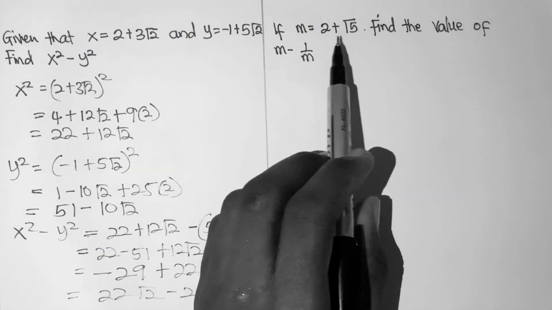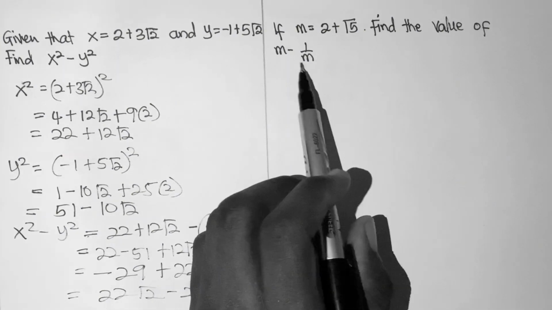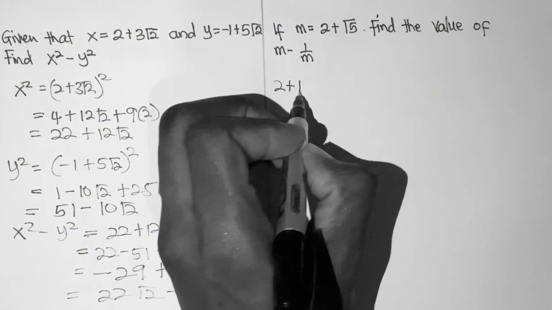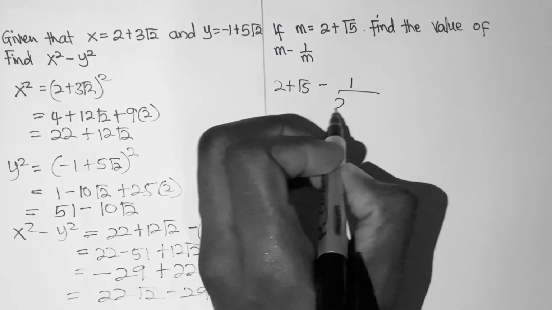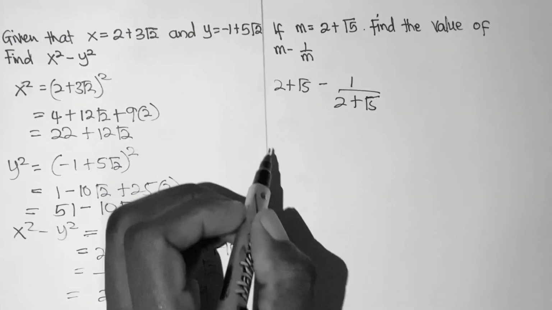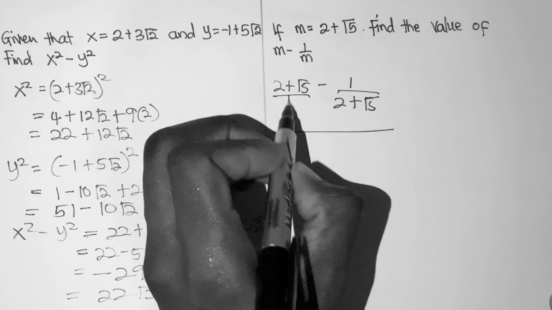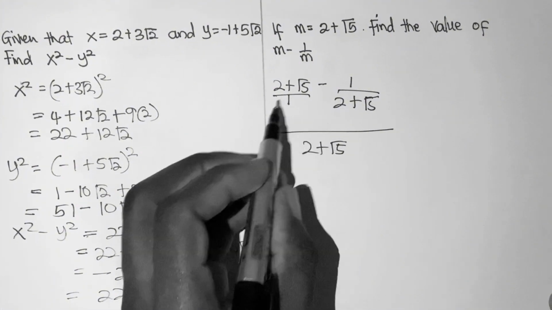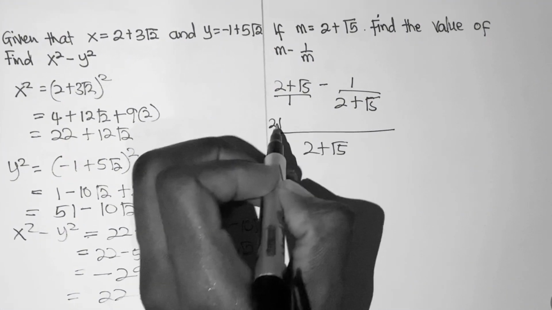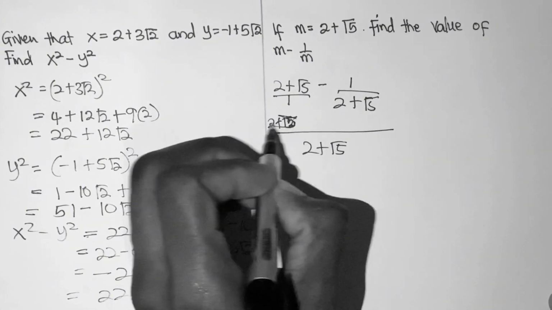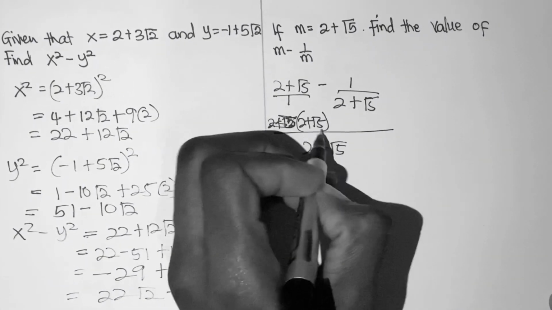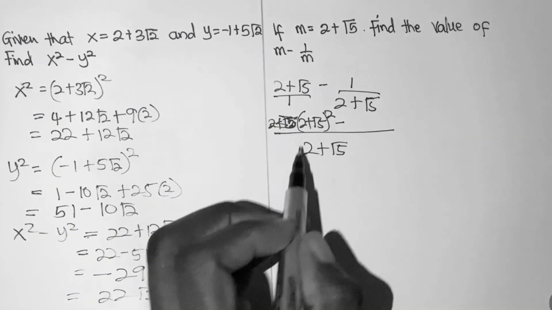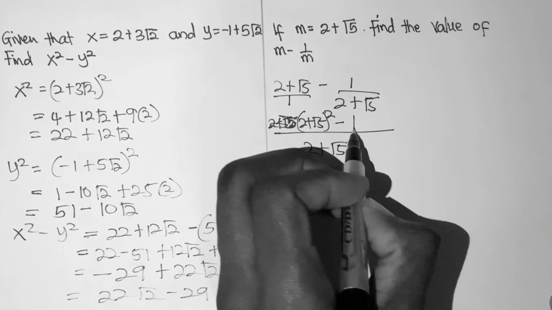If m is equal to 2 plus root 5, find the value of m minus 1 over m. So m is this 2 plus root 5, then minus 1 divided by 2 plus root 5. So let's find the LCM. So this is divided by 1. So the LCM is 2 plus root 5. So 2 plus root 5 divided by 2 plus root 5 is 2 plus root 5. Then times 2 plus root 5, which is squared. Then minus 2 plus root 5 divided by 2 plus root 5 is 1. 1 times 1 is 1.